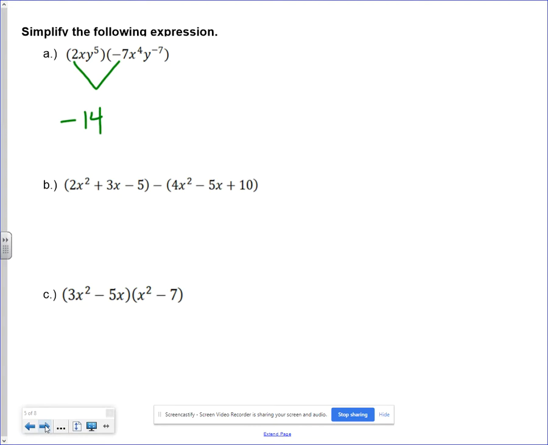Now let's multiply our powers that have the same base. So let's take x times x to the 4th. Well, what's the exponent on the x? For 1. What do you do when you multiply 2 powers with the same base?